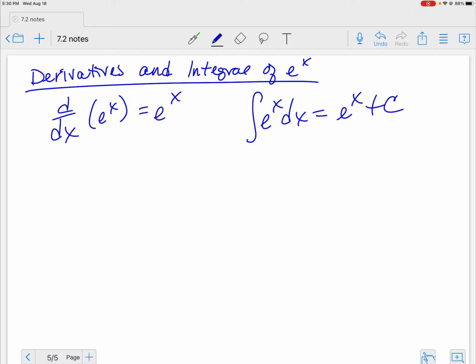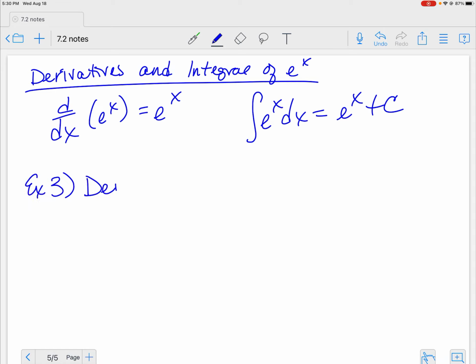That is why on that last video I said anytime you can put this in terms of e, you want to. Because the derivative of e to the x is e to the x. The antiderivative, same thing. It's awesome. Okay.